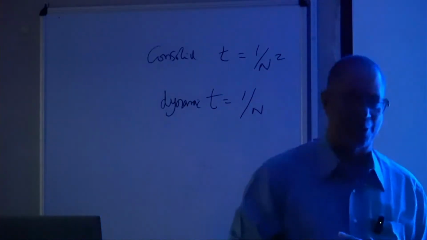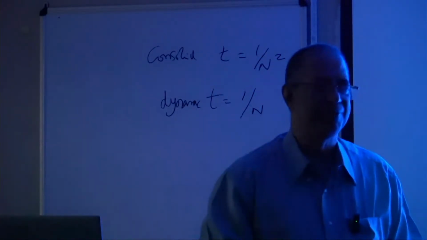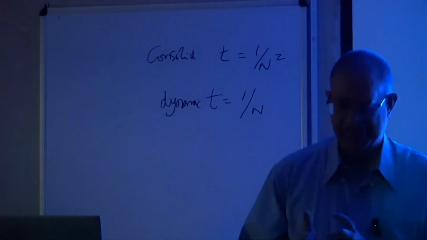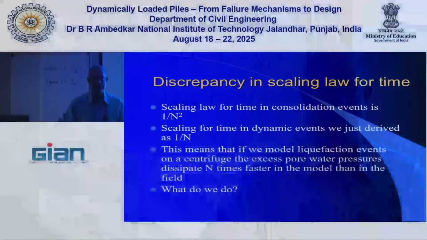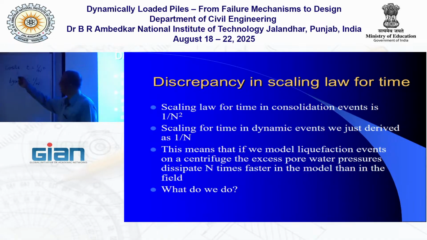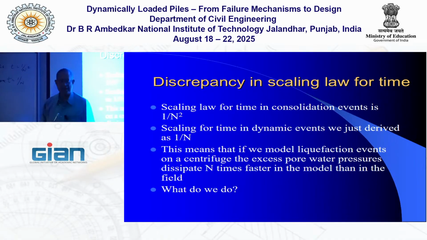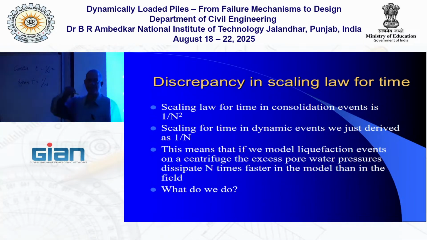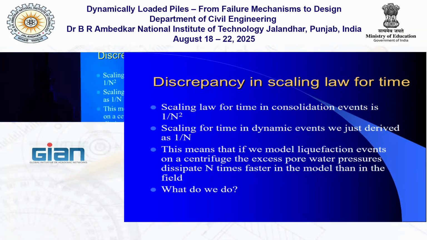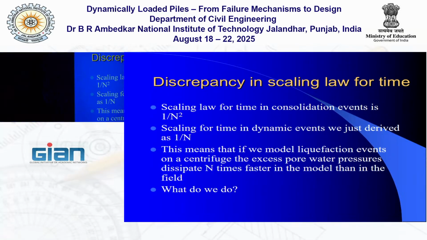So this is clearly a fairly big problem. If I want to model saturated soil, with water in it, then my consolidation will scale as 1 over n squared, but my dynamic time, or the rate at which the pore pressure builds up, will scale as 1 over n. And this is a nightmare because I'll generate the pressure too quickly and the dissipation will happen too slowly. So we need to somehow fix this.